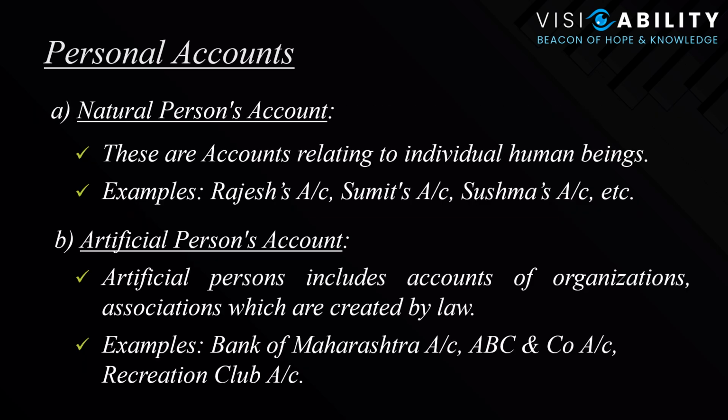Some of the examples of natural persons which come under the category of personal accounts could be any person's name, like it could be Rajesh, it could be Tom, it could be Smith, it could be Samir, it could be any person. That person's name, in case we write in our books of account, that would be termed as a natural person. But what exactly is an artificial person? If it's the name of a bank or a company, or a club, we would term it as an artificial person's account.